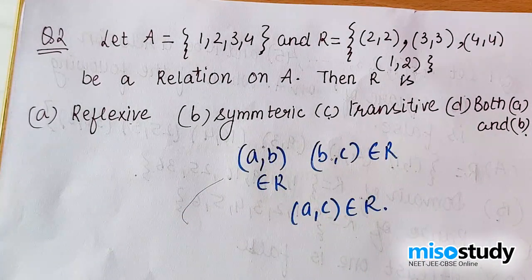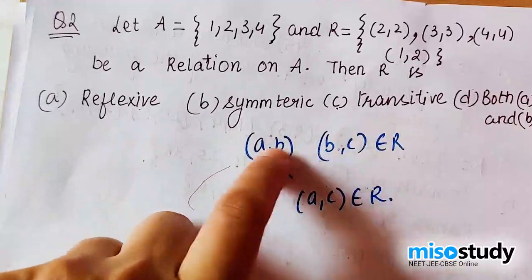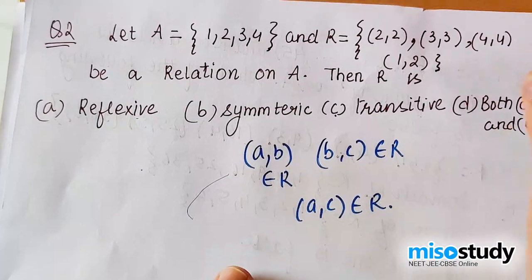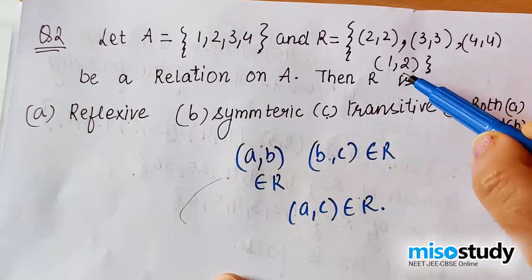The possibility of two elements to be equal also has to be taken, because nowhere over here have we said that these two can't be equal. That means A can't be equal to B or B can't be equal to C. So let's come to this case. We want to check this transitivity thing.